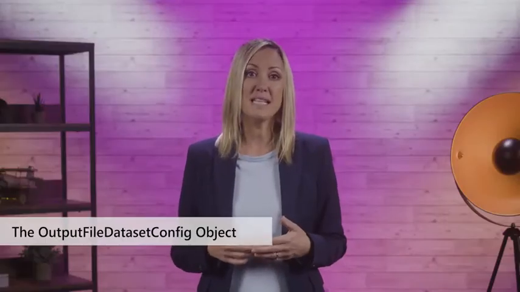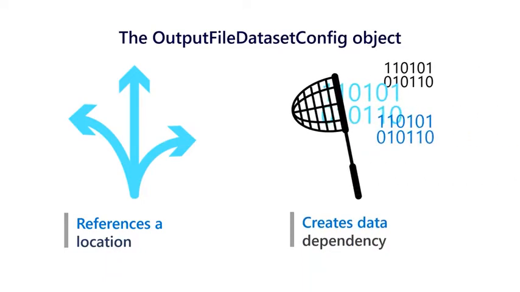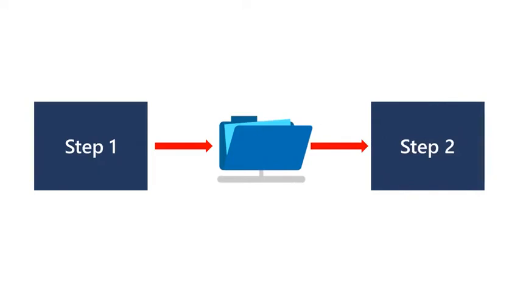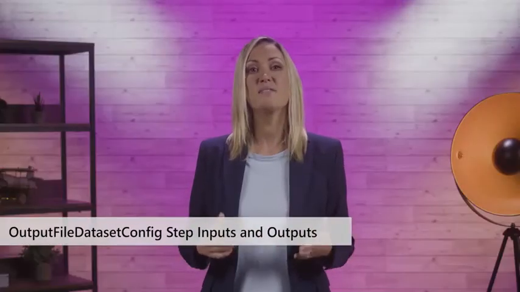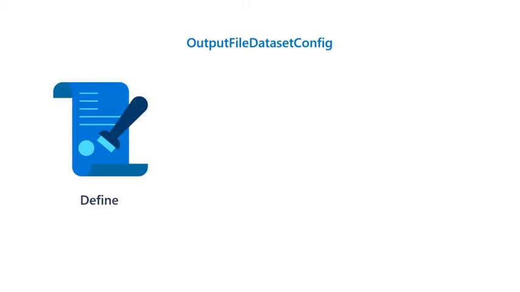The OutputFileDatasetConfig object is a special kind of dataset. It is the kind of dataset that references a location in a data store for interim storage of data and creates a data dependency between pipeline steps. You can view an OutputFileDatasetConfig object as an intermediary store for data that must be passed from a step to a subsequent step. As mentioned, you can use the OutputFileDatasetConfig to pass data between steps. In order to do this, you must define a named OutputFileDatasetConfig object that references a location in a data store. If no explicit data store is specified, the default data store is used.